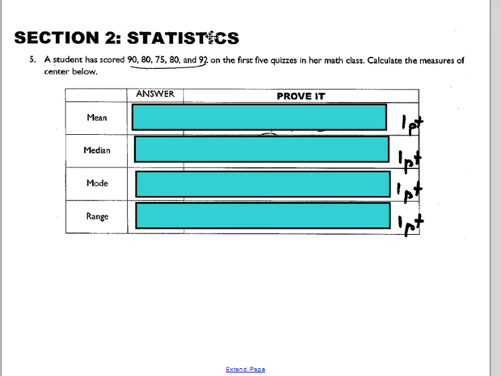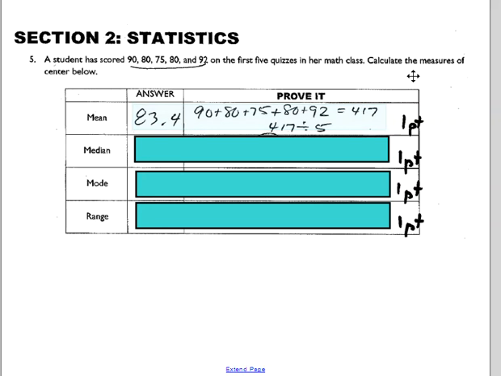Let's keep going. In the statistics section, number 5, a student has scored 90, 80, 75, 80, 92 on the first 5 quizzes. Let's talk about these answers down here, really. Let's just jump right to it. The mean is the average. That's where you add them all up and you divide by 5. So in this case, they add up to 417. There was 5 tests. I divided by 5, and I get the mean, 83.4. This is also called the average.